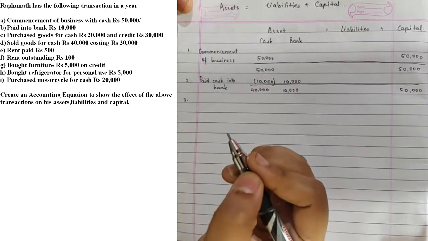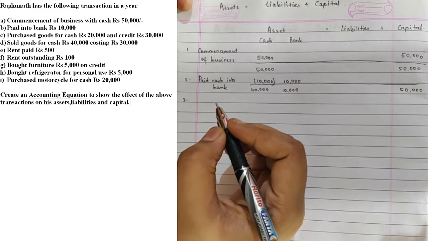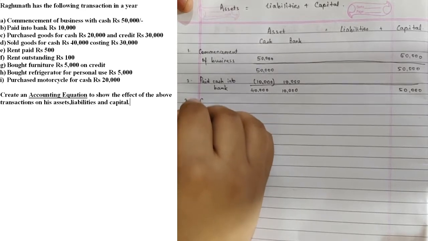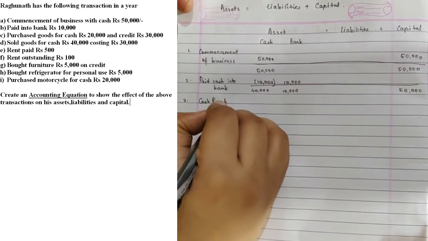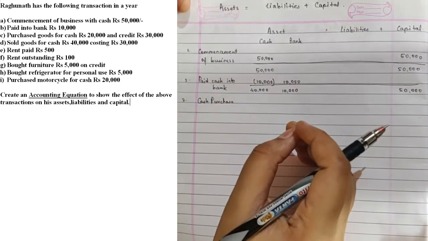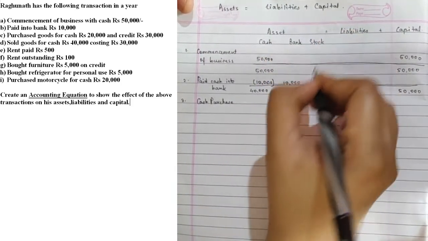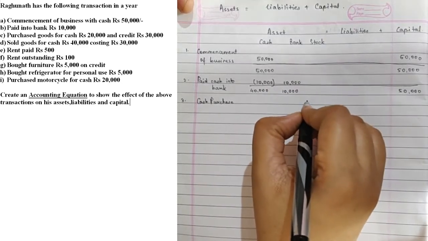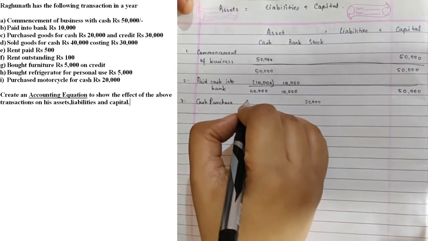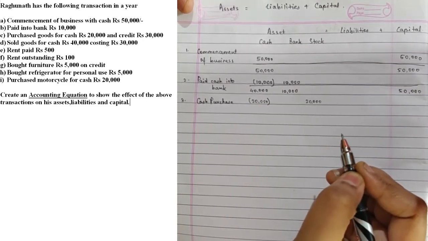The third transaction is purchased goods for cash rupees 20,000 and credit rupees 30,000. Now first is the cash purchase. That means we have bought the goods by payment of cash of 20,000 rupees. So my stock has increased by 20,000 and for this increase in stock we have paid cash worth rupees 20,000. So my cash balance will get reduced.